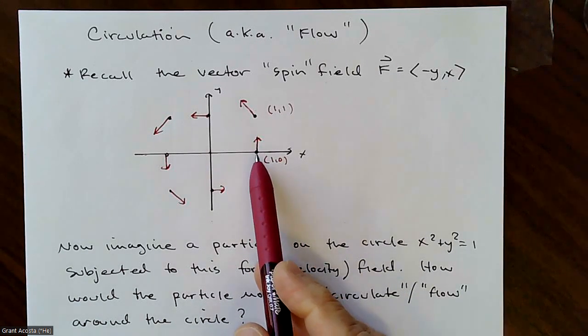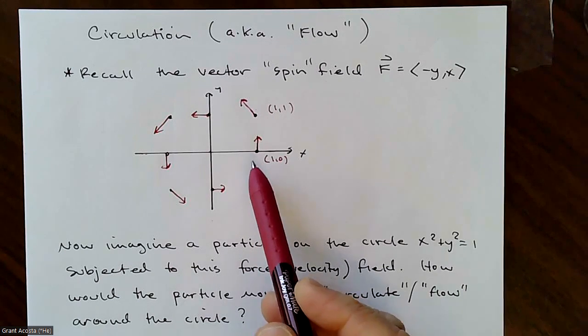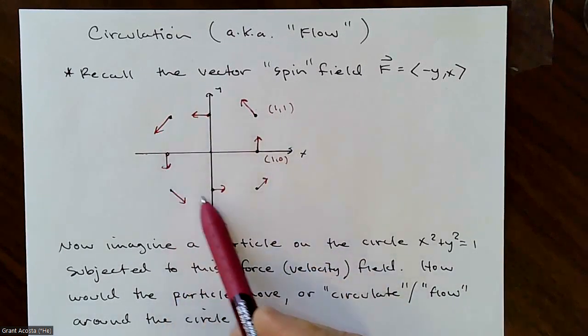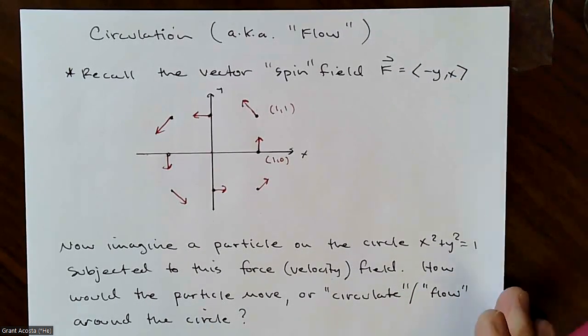There's all kinds of forces. You can talk about gravitational force. You can talk about magnetic force. We can talk about velocity, think of it as the flow of water in a river or in a lake, right? How would the particle move or circulate or flow, those words get used interchangeably, around the circle?